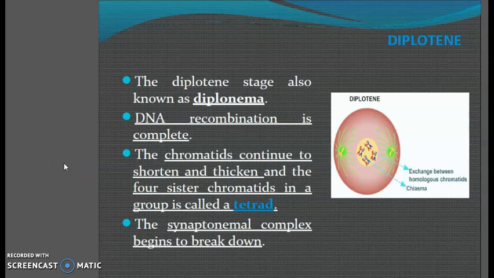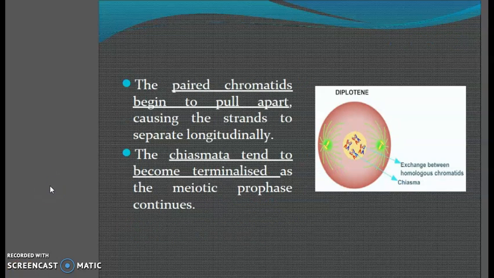The next stage is diplotene or diplonema. DNA recombination is complete here. The chromatids continue to shorten and thicken, and the four sister chromatids in a group are called a tetrad. The synaptonemal complex begins to break down in this stage. The paired chromatids begin to pull apart, causing the strands to separate longitudinally. The chiasmata tend to become terminalized as the meiotic prophase continues.